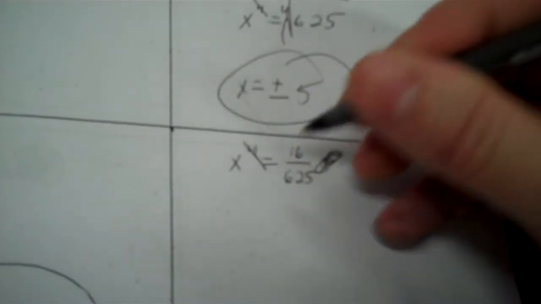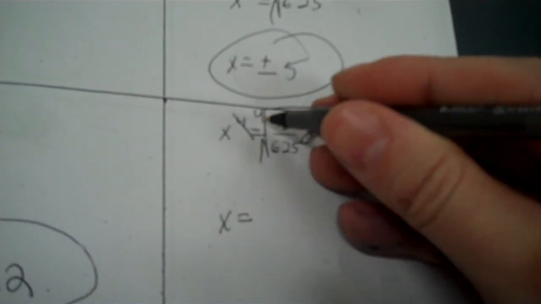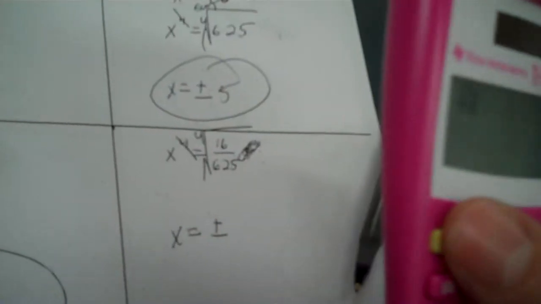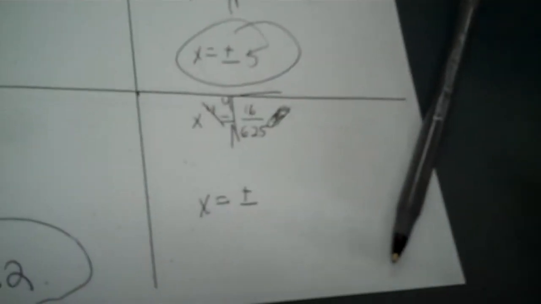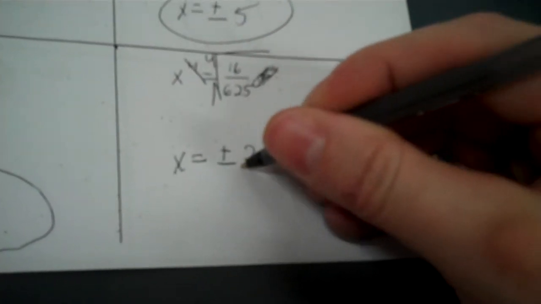Okay, the next one, fourth root, you put a 4. Again, that's even, so I need the plus negative. So I go 4 second, and then caret 16 ABC 625. So that's going to be 2/5, plus or negative 2/5.